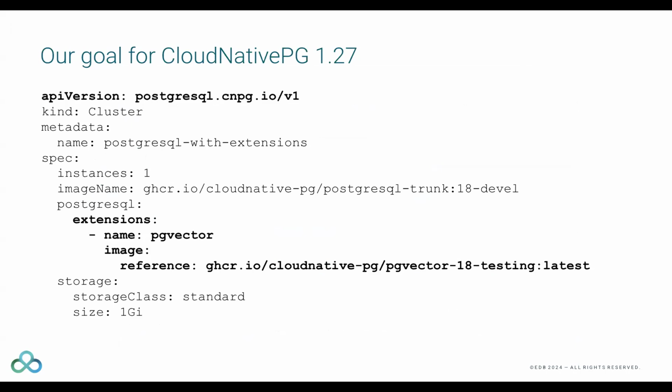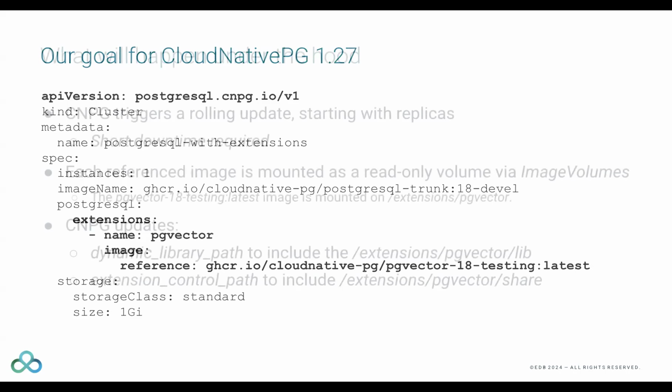And this is how it works. We have the extensions section in the cluster definition. We name the extension. Theoretically, we could also define the version, and we point to the image. What's missing in this pilot patch is support for image catalogs, but that's something else that we can worry about later.